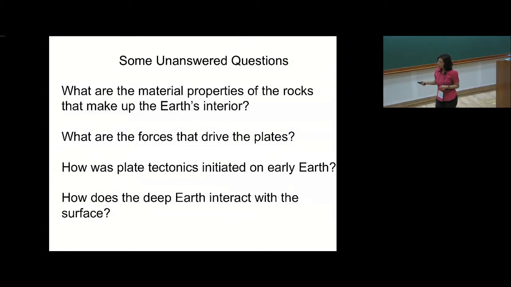A very important and very popular question nowadays is how plate tectonics initiated on early Earth. And why is that important? It is believed that because of plate tectonics, we have life on Earth. So the missions that we send out now look for evidence of plate tectonics on other planets, because we believe that because there was plate tectonics, we have life. Without plate tectonics, like we don't have plate tectonics on Mars or on Venus, we haven't seen any signs of life there.